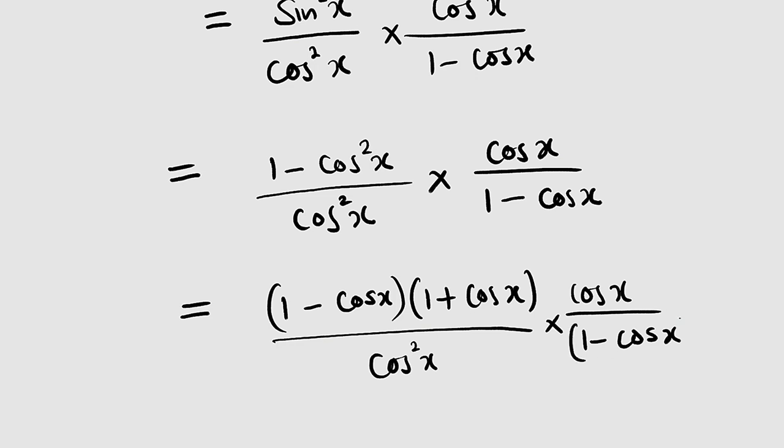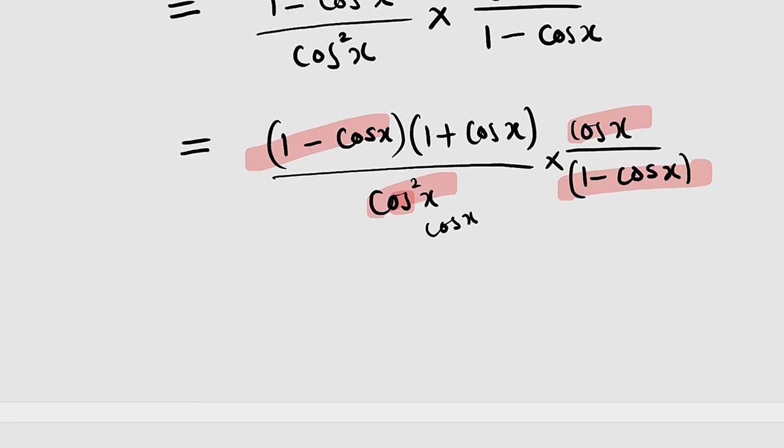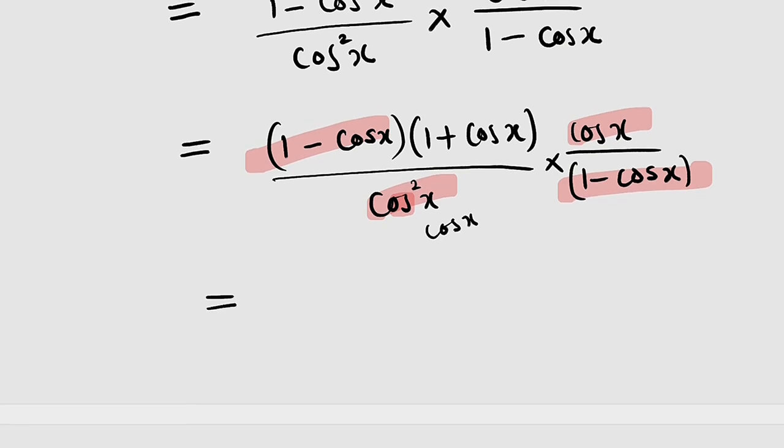From here, let us perform a cancellation here. This will take care of this, right? And this can go into this cos x times. So we are going to be left with cos x here because this is cos²x, meaning cos x times cos x. So what do we have left? We have this divided by this. 1 plus cos x divided by cos x. This is equal to 1 plus cos x divided by cos x.